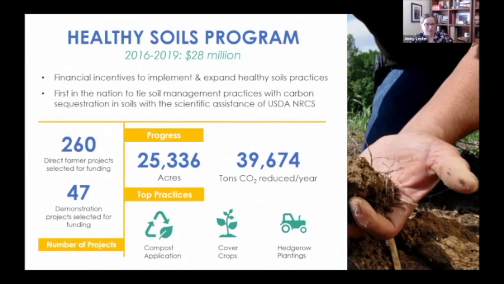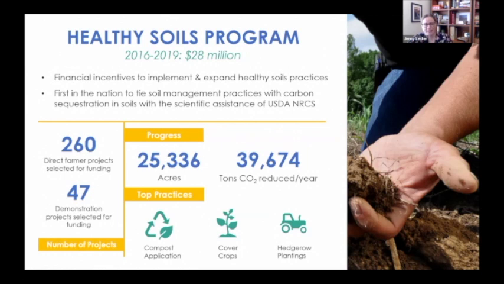So those demonstration projects that you see on the right, we have funded 47 of those demonstration projects throughout the state in several different crops, whether they range from almonds to rangeland, to row crops and everything in between. Those demonstration projects are all about place-based practices in partnership with research institutions and nonprofits that are helping to disseminate that information and share that information with more farmers and ranchers. We've also funded 260 direct farmer incentives. We've seen almost 40,000 tons of CO2 reduction per year as a result of this program.